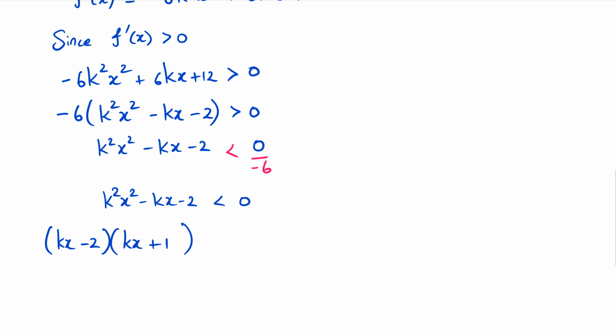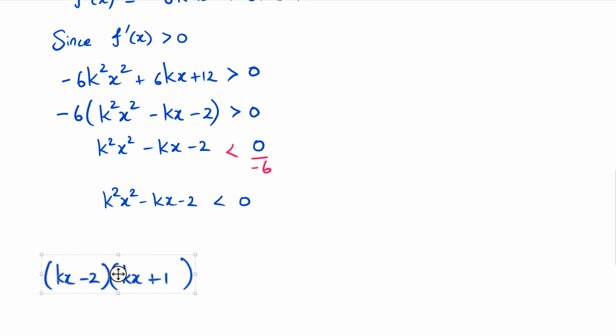I'm going to put one more line in there just for the people that if I felt that I went too fast. You could rewrite the k squared x squared like this, minus kx minus 2 less than 0. So then what you have is like the blue thing squared minus blue thing. So that's how I know that I can separate it.